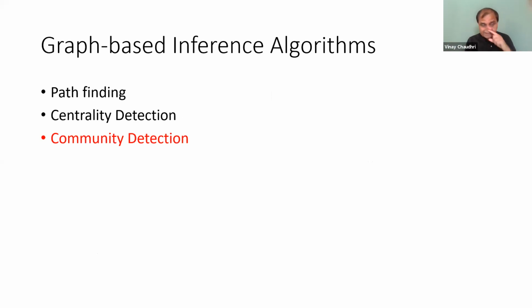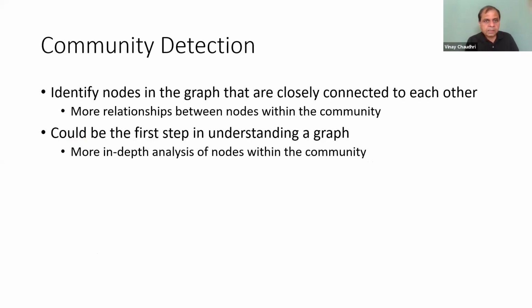All right, let's now move on to the third category of graph algorithms for community detection. The basic idea or the requirement for community detection is to identify the nodes in the graph that go as a group. They are closely connected based on some criteria. And in general, the nodes which are in the same community are going to have more relationships among themselves than to the nodes which are not in the community.